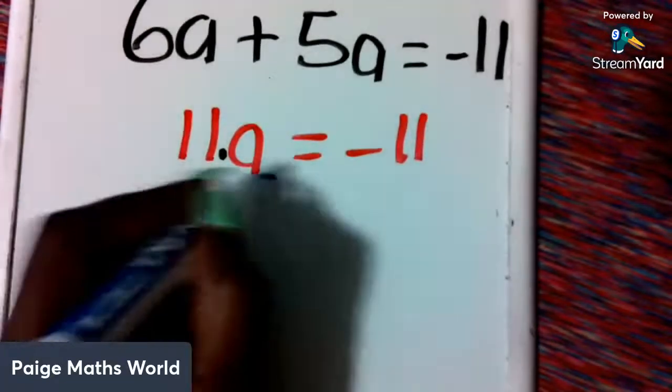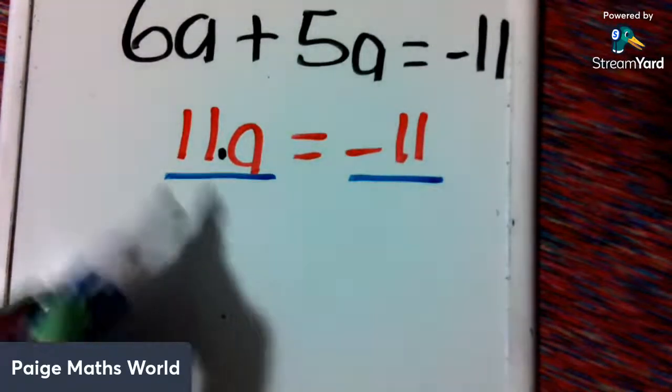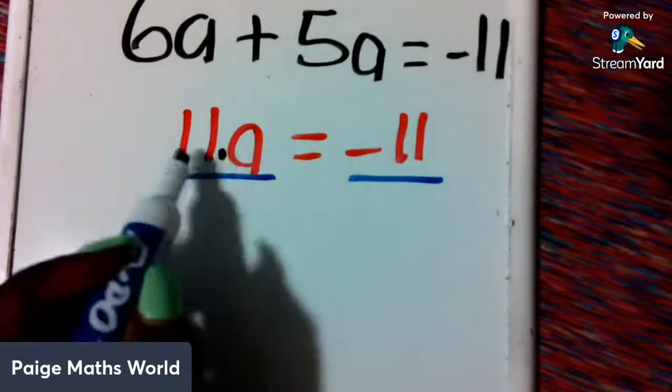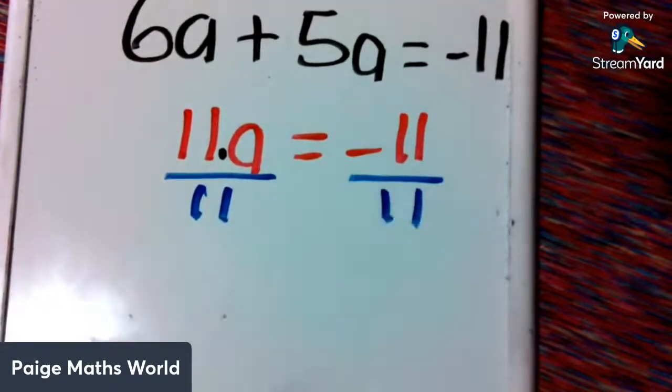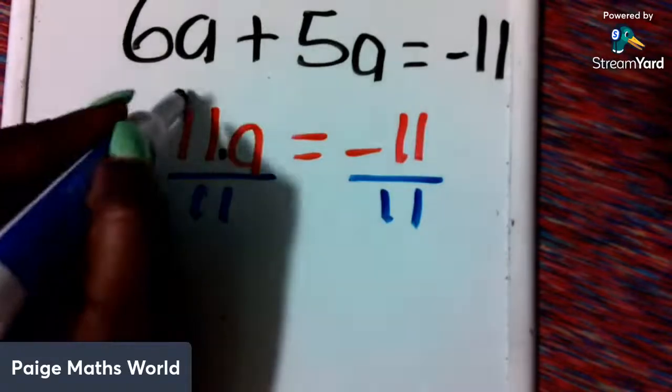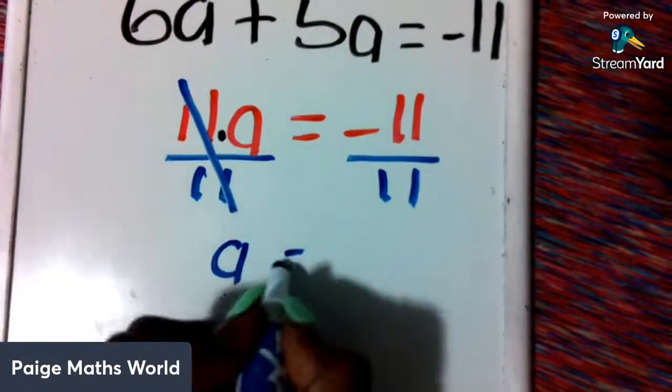So we're going to be dividing, right? We're going to be dividing. And anything we do to one side, we have to do it to the other. So we need to get rid of 11. So we're going to be dividing both sides by 11. So the 11s cancel. What is left is a.